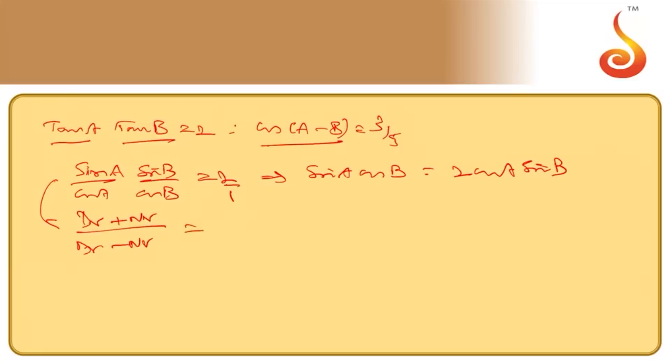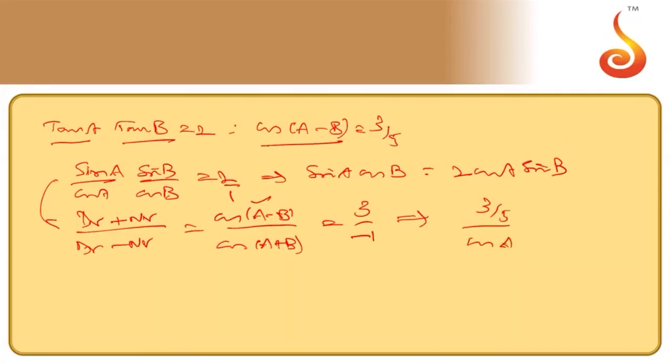Can be written as cos a cos b plus sin a sin b, which will become cos of a minus b, divided by cos of a plus b. And that is equal to denominator plus numerator, 3, divided by denominator minus numerator, minus 1. But from here, we know cos of a minus b is equal to 3 by 5. So 3 by 5 divided by cos of a plus b is equal to minus 3. So I hope we'll be getting cos of a plus b is equal to minus 1 by 5 as the value.